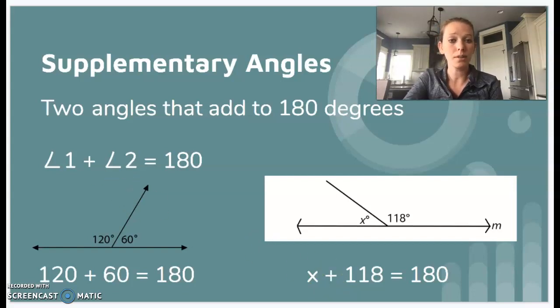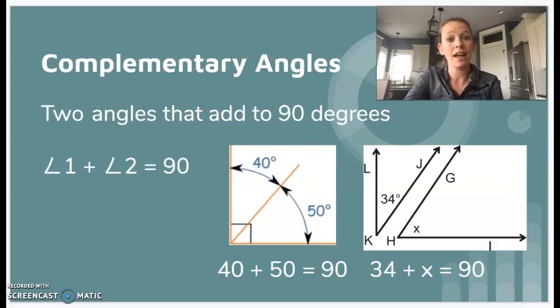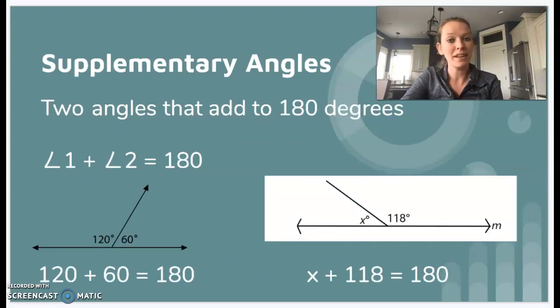One way I keep it in my mind, and you just have to think of something that makes sense for you, is that complementary adds up to 90 degrees. In my head, I think C comes first in the alphabet, and 90, the number 90, is smaller. Supplementary angle starts with an S, and that's later in the alphabet, and it's a bigger number, 180. So you just have to somehow remember those terms, what they mean.